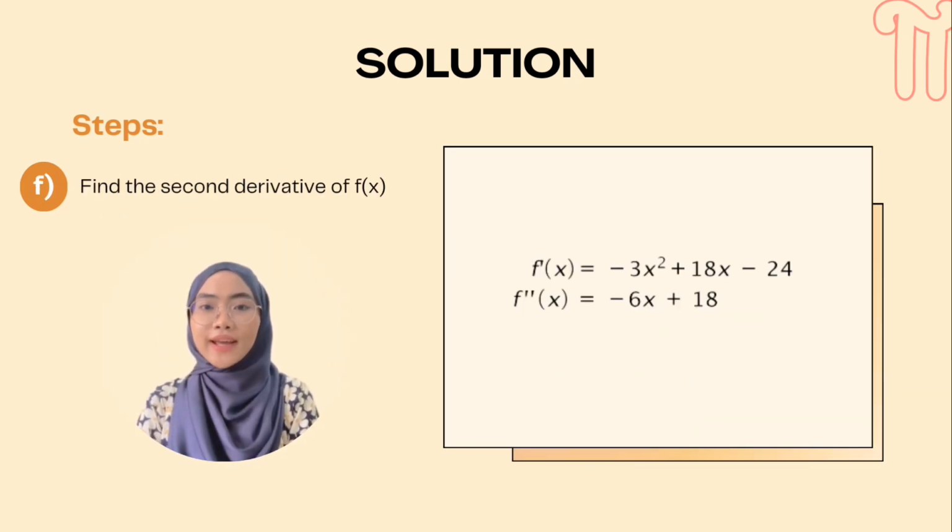Then, find the second derivative of f(x). The first derivative f prime x equals negative 3x squared plus 18x minus 24. Then, f double prime x equals negative 6x plus 18.